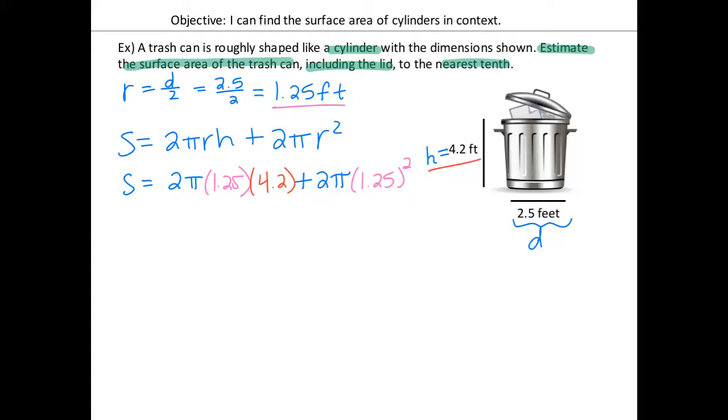So you're going to go 2 pi, open parentheses, 1.25, close parentheses, open the other parentheses, 4.2, close the parentheses, and then you go plus 2, and then pi is right here underneath the ln, and then open a parentheses, 1.25, close the parentheses, and then the x squared button, and then you press equals. And you guys are rounding to the nearest tenth.